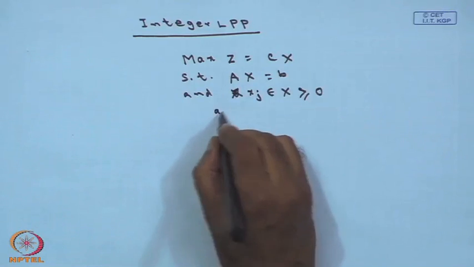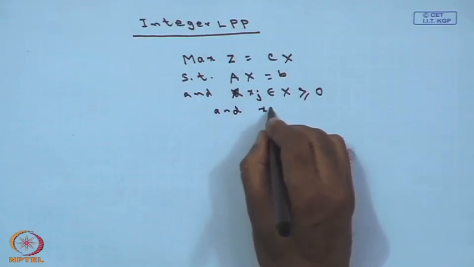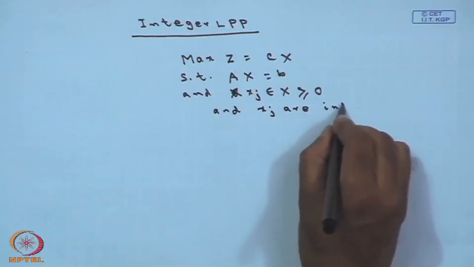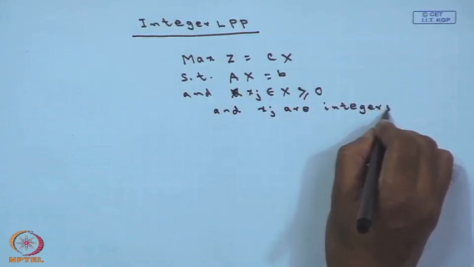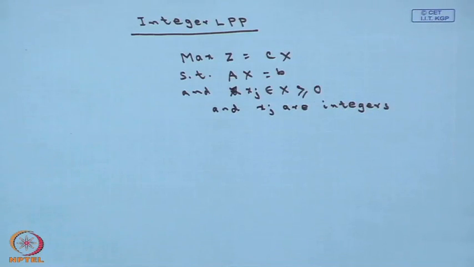If I add one more constraint, that x j are integers, so I write x j greater than or equal to 0 and x j are integers. If my problem is to maximize z equals c x subject to a x equals b and x j greater than or equal to 0 and x j integers, this type of problem is known as an integer linear programming problem, where we want to find the maximum value of z where the variables x j can take only integer values.